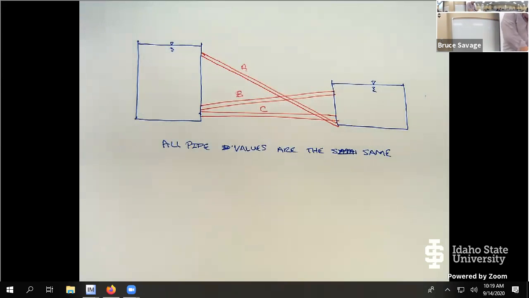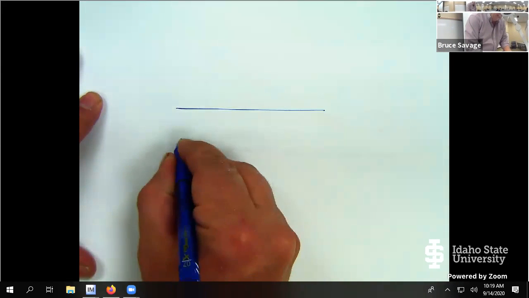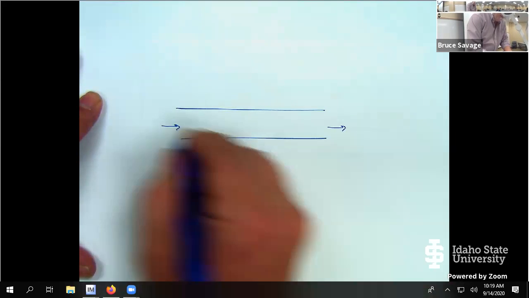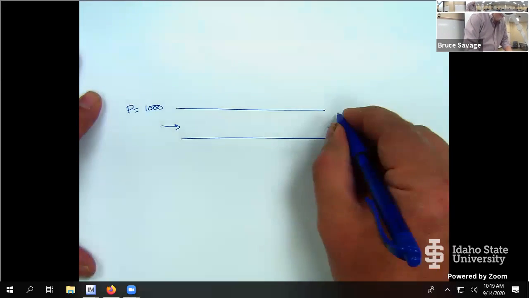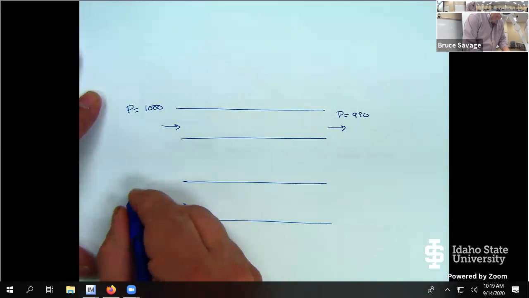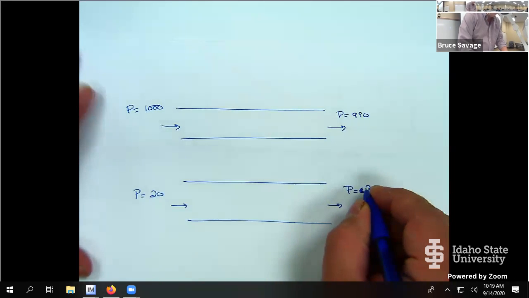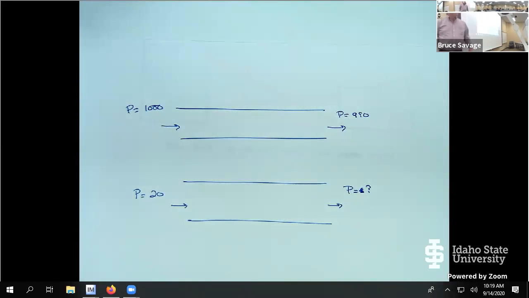Okay, well, let's jump back for just a second, then we'll come back to this problem. Let's say that we have two pipelines. In this pipeline here, we have flow going down, and P is equal to 1,000. Down here, P is equal to 990. And we have a second pipeline, where P is equal to 20 at the top. And down here, P is equal to what? They're the same pipeline, same diameter, same flow rate. Now think about this. P is equal to 1,000 PSI. Isn't that equivalent to a normal force? It's pushing on the walls of that pipe even more, trying to break the walls of that pipe.